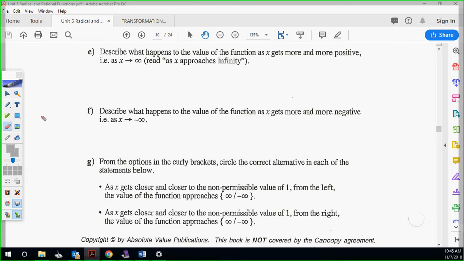But anyways, describe what happens to the value of the function as x gets more positive. So as x gets more positive, as it goes to infinity, what does y approach? Y goes to, we just said this, it goes to 0. So as your x gets bigger, your y gets smaller but approaches 0 but doesn't get 0. That's what we just said. Describe what happens when it goes to negative infinity. Same thing. Y gets to 0.